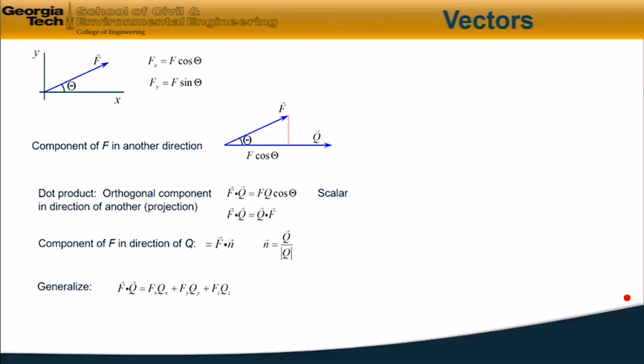The generalization of this statement, f dot q is equal to fx qx, in other words, the product of the x components of the two vectors, plus fy qy plus fz qz. And the value of this makes it very easy to get the component of the force in any direction by vector methods. And this concludes our discussion of vectors.